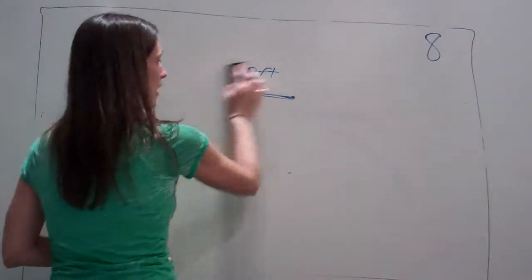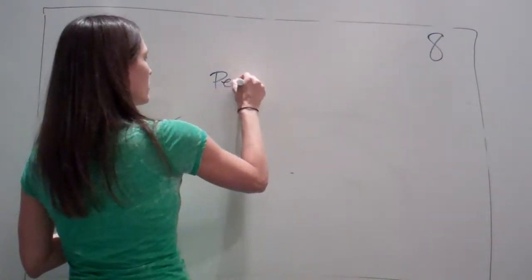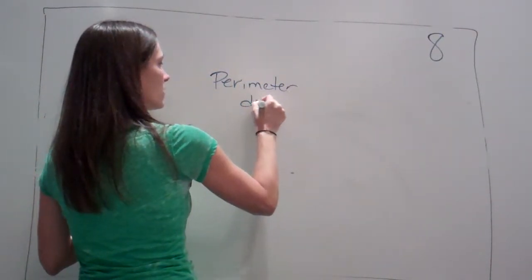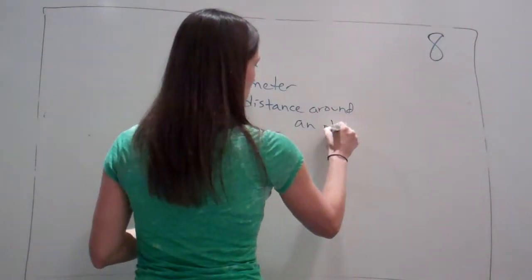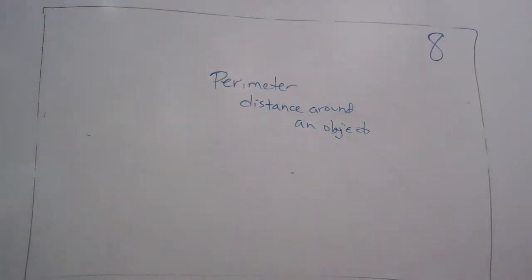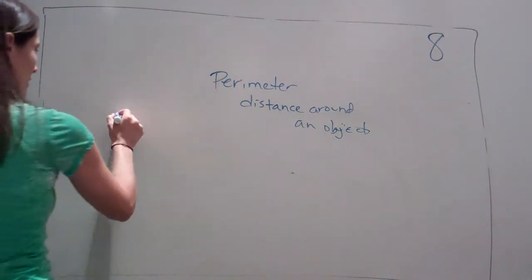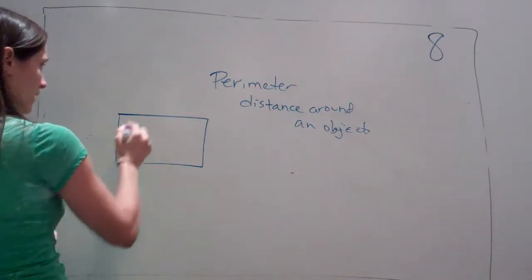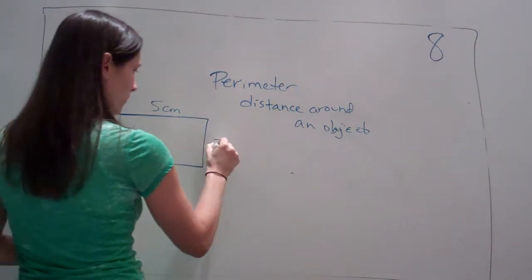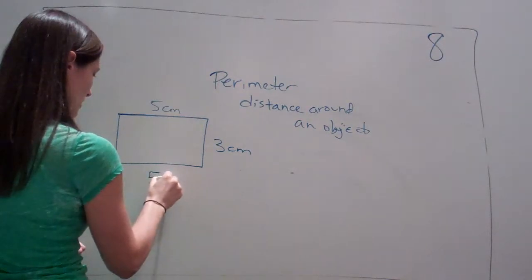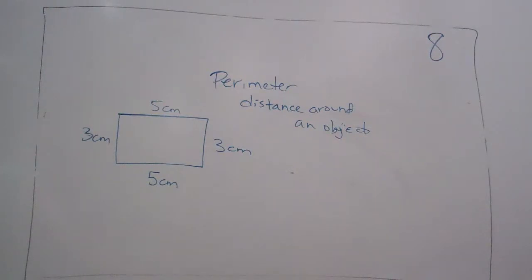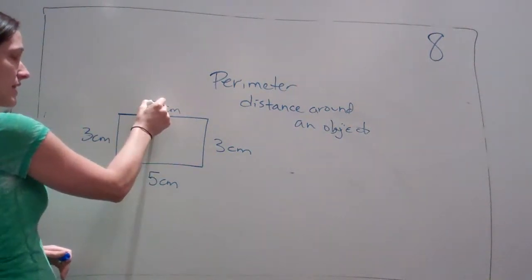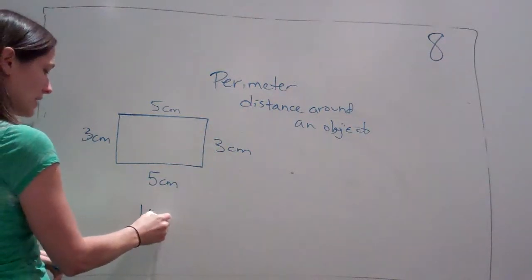All right, so perimeter, write down, perimeter is the distance around an object. Okay? The distance around. Okay? Now, let's look at this rectangle. Okay, 5 centimeters, 3 centimeters, 5 centimeters, 3 centimeters. What is the perimeter of this rectangle? 16. 5 plus 5 is 10, plus 3 plus 3 equals 16 centimeters.